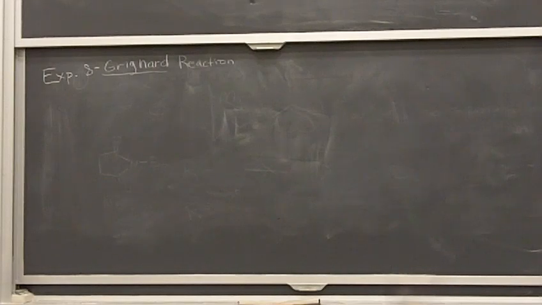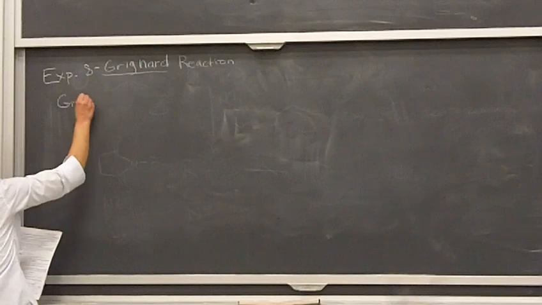And this is an organometallic reaction, so we're going to involve the organic part, the carbon part, but we also have a metal involved. We've got magnesium involved with this reaction. And so the first part of it is we have to make our Grignard reagent.